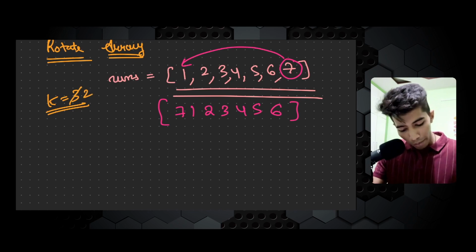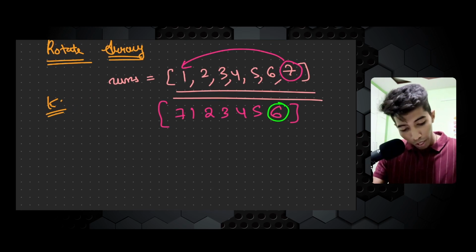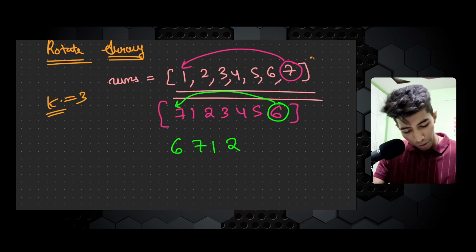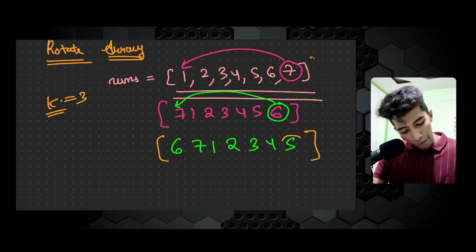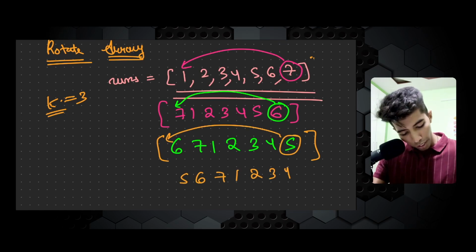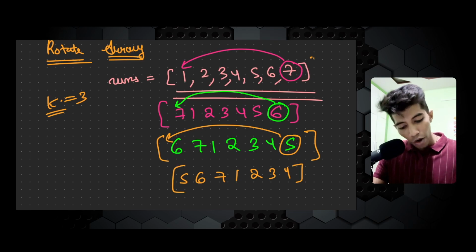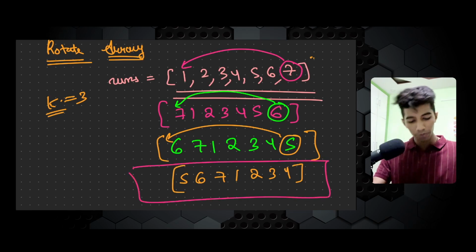Now my k becomes 2. Because my k is equal to 3, I have to do the rotation 3 times. So the first time, my array will look like this. Now this 6 will come here, so 6 7 1 2 3 4 5, it will look like this. Now I have to do one more iteration, so this 5 will come over here: 5 6 7 1 2 3 and 4. So my ultimate output should look like this.